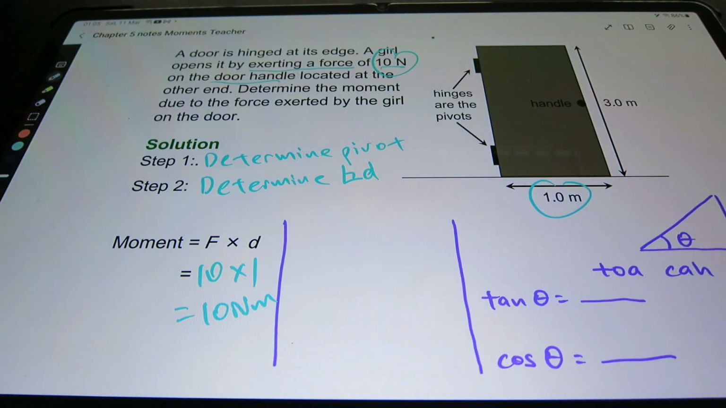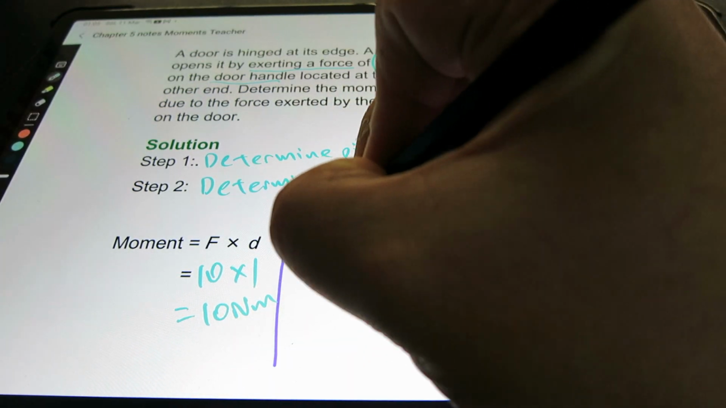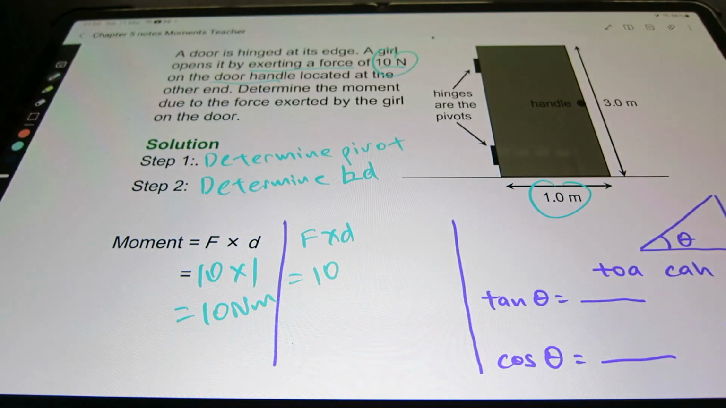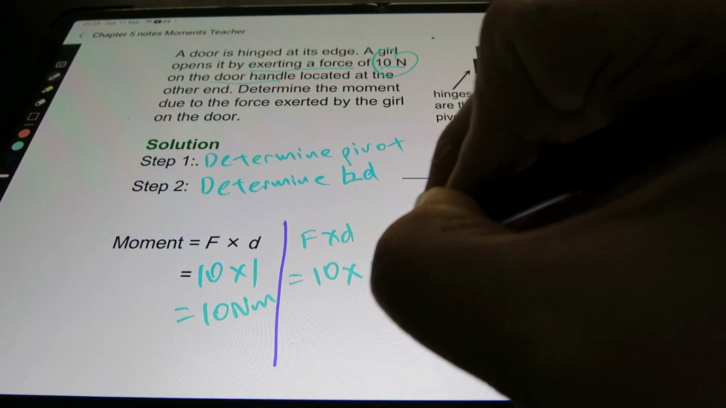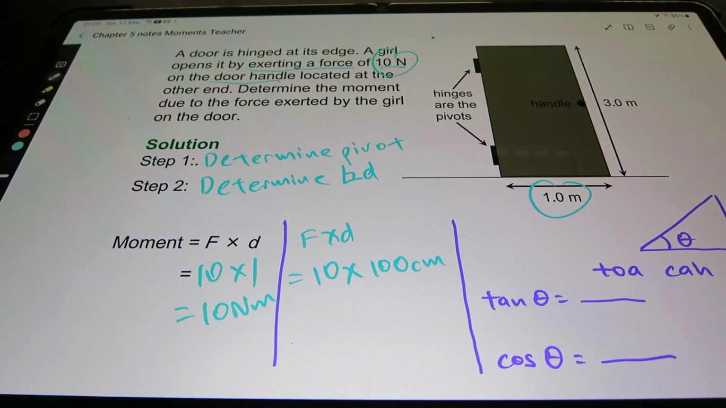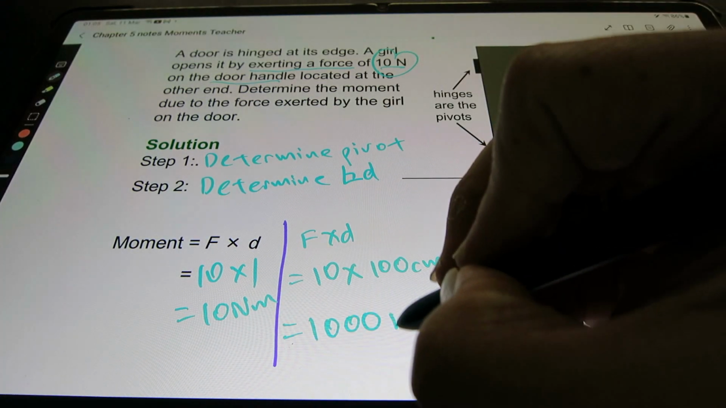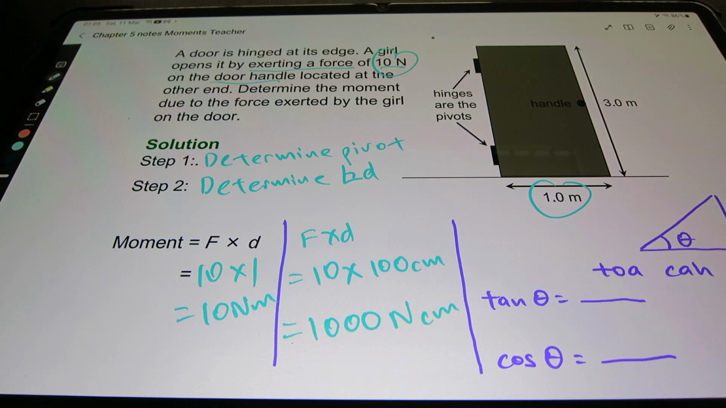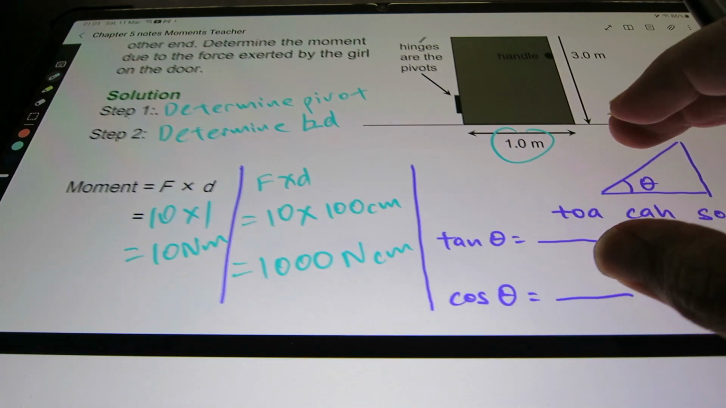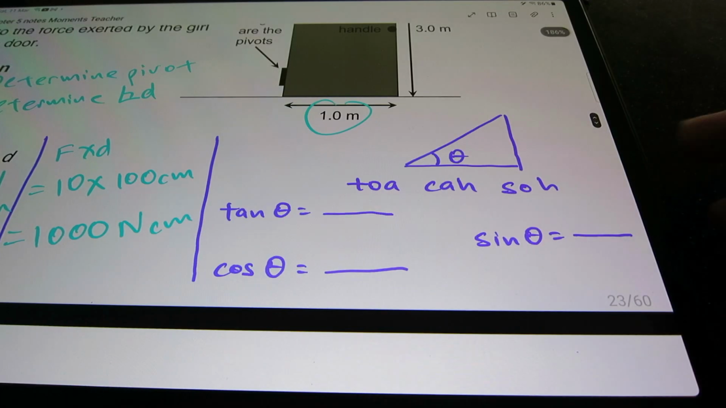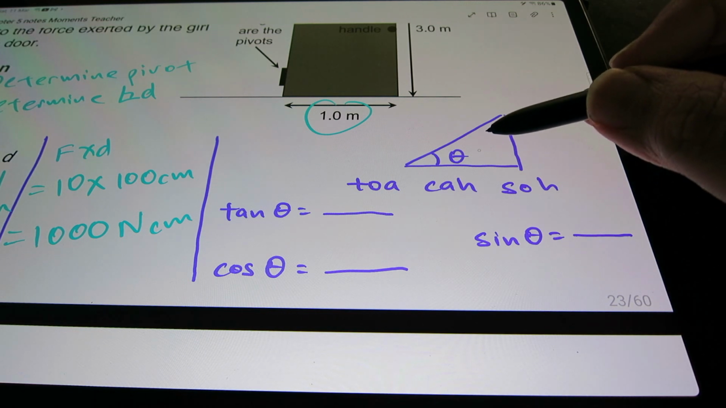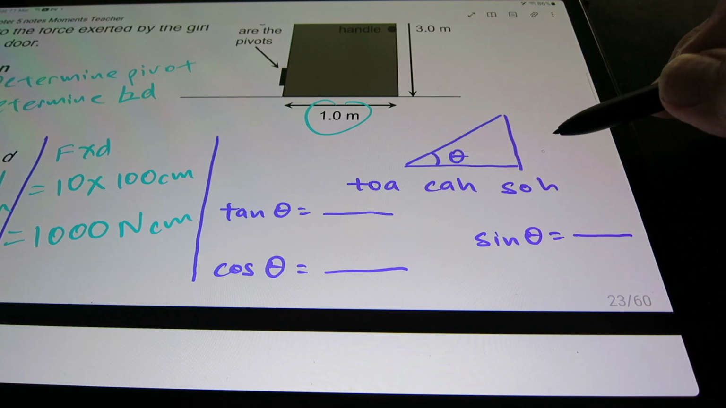Easy. Now, if I want to be extra, can I change the force? I mean, the force remains as 10. Can I change the distance to 100 cm instead of 1 meter? Sure, by all means. Which means then your answer is then 1000 newton cm, because your force is in newtons. Now, this may also be a convenient time for me to remind you that sometimes finding the perpendicular distance lends itself very easily to trigonometry. So, you learned this in lower sec.